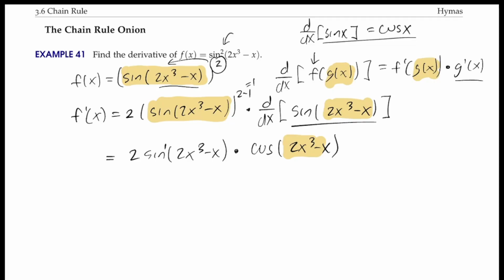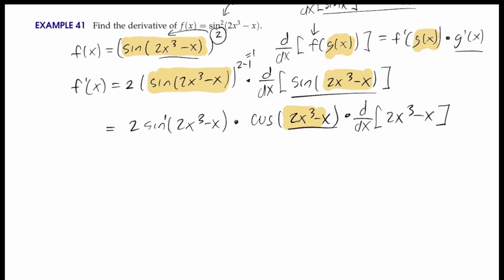Okay, that's good, but we have to do chain rule. So I need to multiply by an adjustment factor for the inside, and that is d dx of whatever the inside is, 2x cubed minus x. Okay, well, let's go ahead and bring this all together. We're going to bring the 3 down. 3 times 2 is 6, and this is going to become 3 minus 1 is 2, so 6x squared. The derivative of x is 1, so this is really 6x squared minus 1, and we'll go ahead and move that up front.